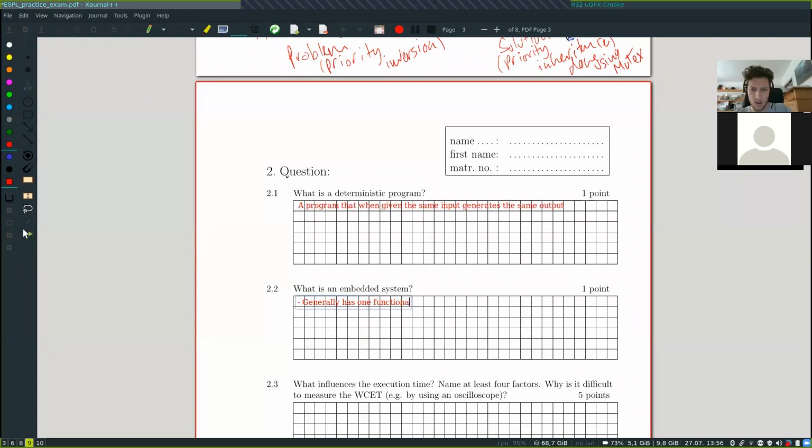Like a brake control or whatever. It's just going to do this one thing, right? Yep. Like a network card is an embedded system because it just receives network packets.